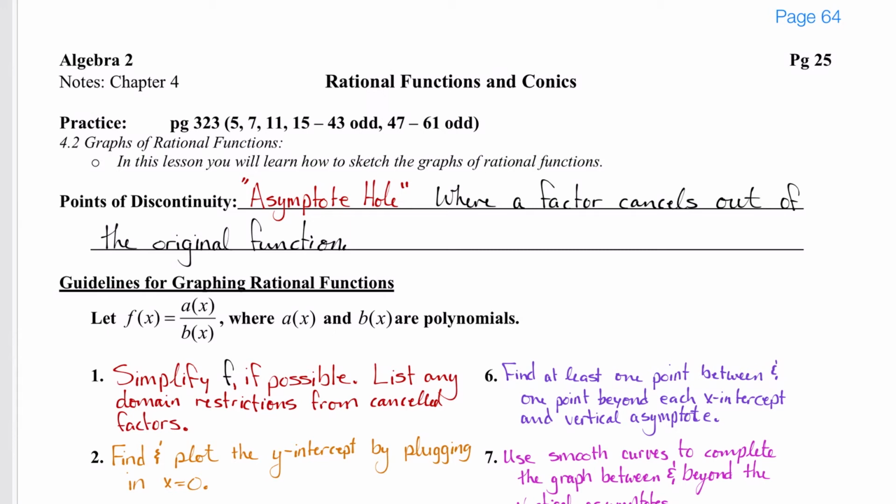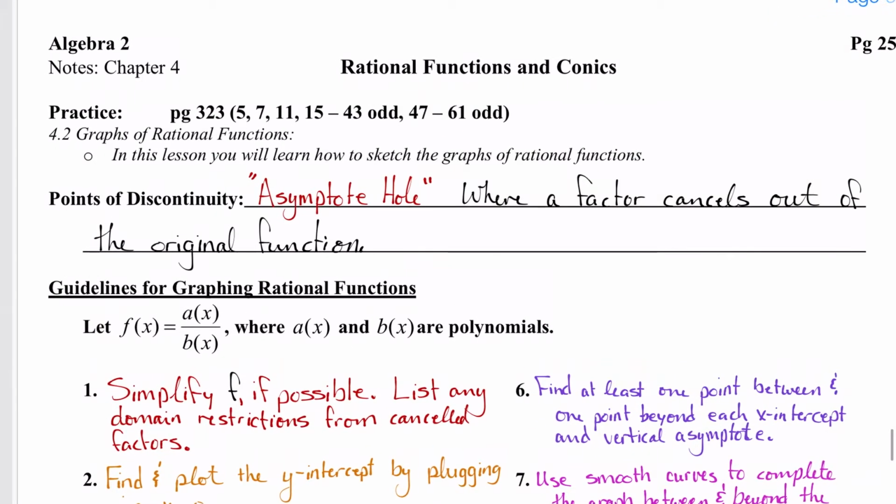Hey everyone, it's Miss Lloyd again, and we are coming up on one of my favorite things to talk about, asymptote holes. I know it sounds really weird, but basically we have our asymptotes, which is a line that we cannot cross because we're dividing by zero.